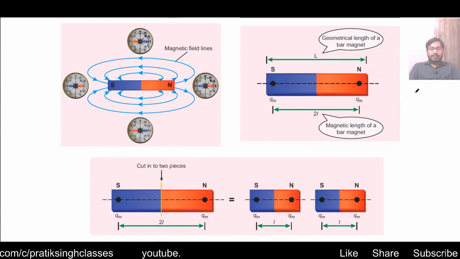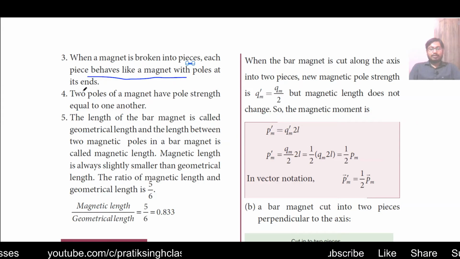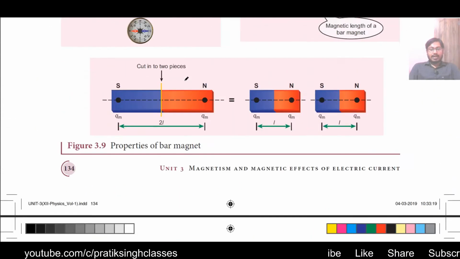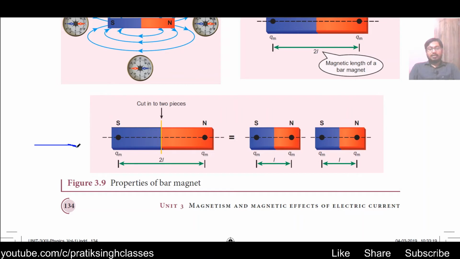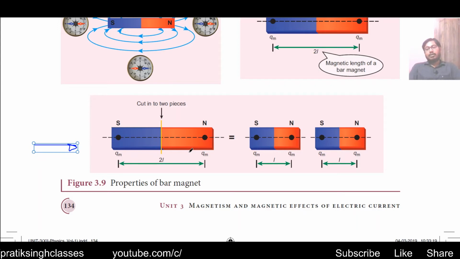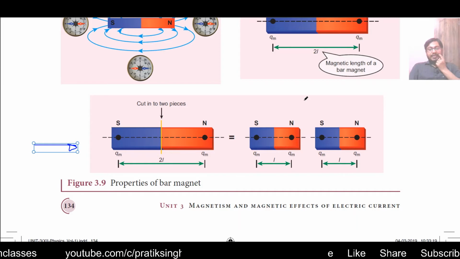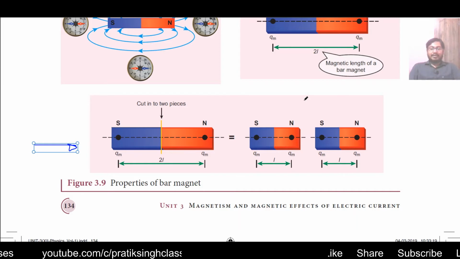Next, when a magnet is broken into pieces, each piece behaves like a magnet with poles at its ends. As you can see in this figure, when we break the magnet into as many smaller pieces as we want, each will always have a south pole and a north pole. It is not possible to have a monopolar magnet.